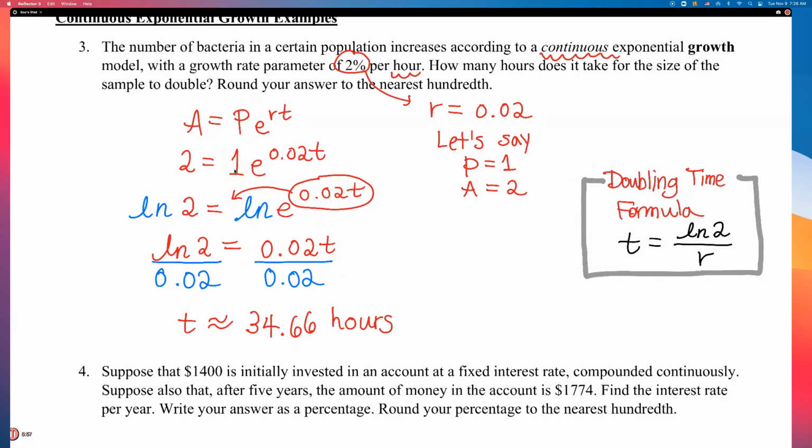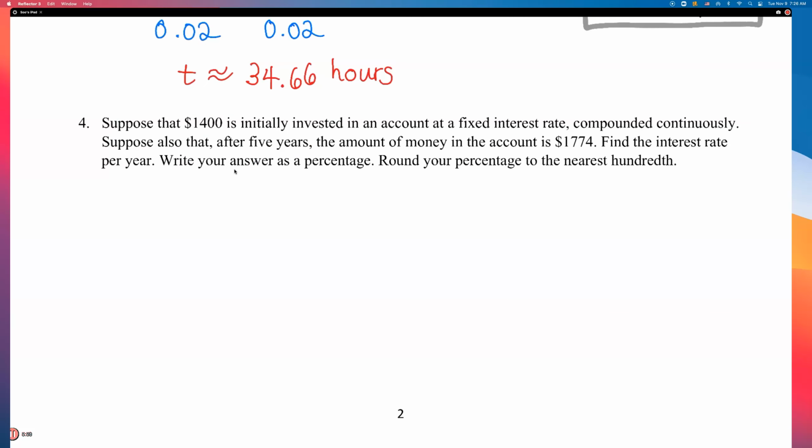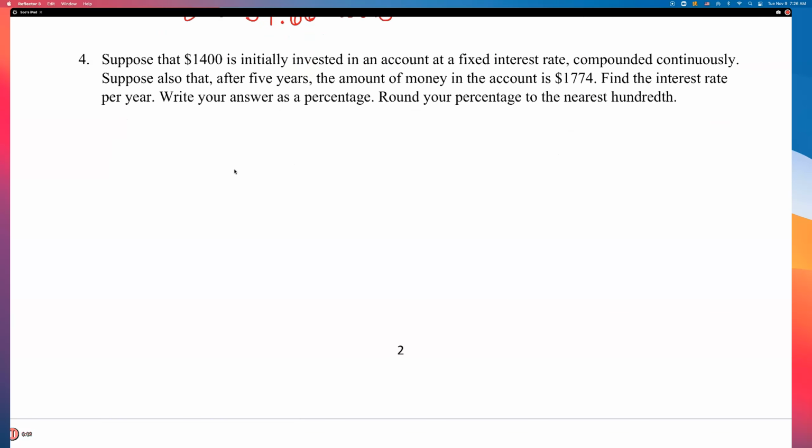Let me do one more in this video. I think I have another very similar example. Suppose that 1,400 is initially invested in an account at a fixed interest rate. Oh, look, keyword, compounded continuously. So as soon as I read that part, I'm going to write down A equals P e^(rt), P times e raised to the rt power. And I know what P is. P is given as 1,400. That's the initial investment.